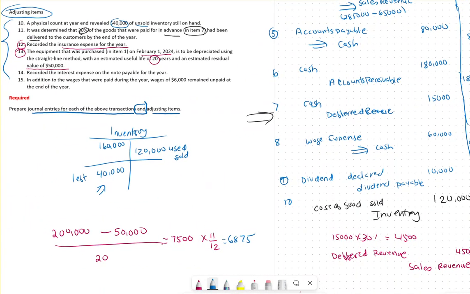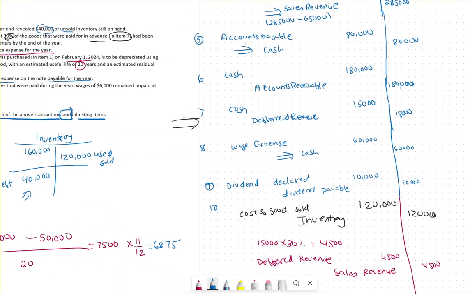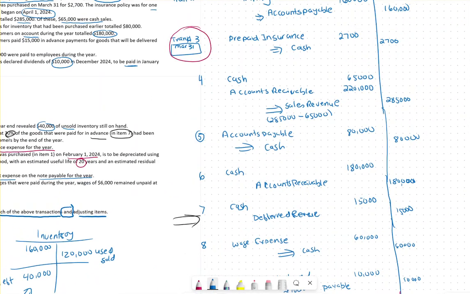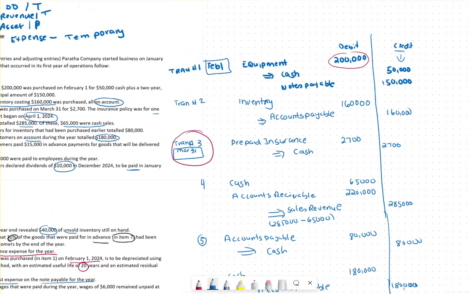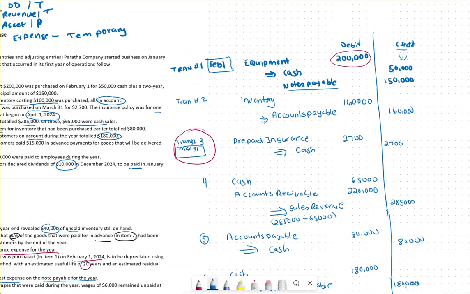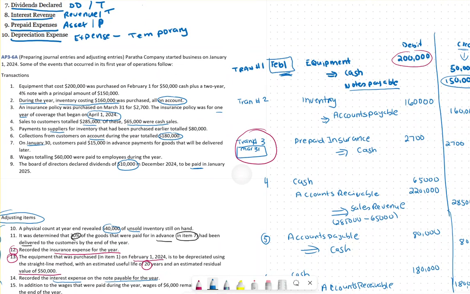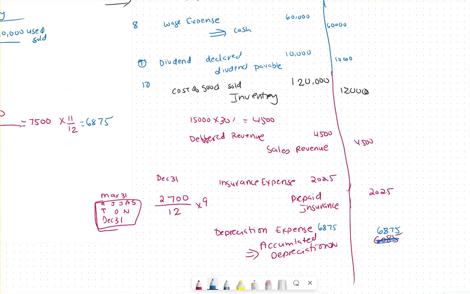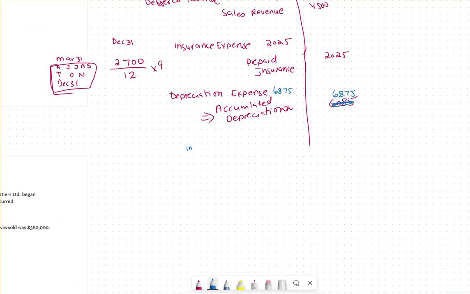It says record the interest expense for the notes payable for the year. So my notes payable was, I did the notes payable when we did it. We did a notes payable in the first transaction on February 1st. Our note was 150,000 and we pay them 4% interest, and it is for the 11 months. So I will debit my interest expense. Credit will be my interest payable.